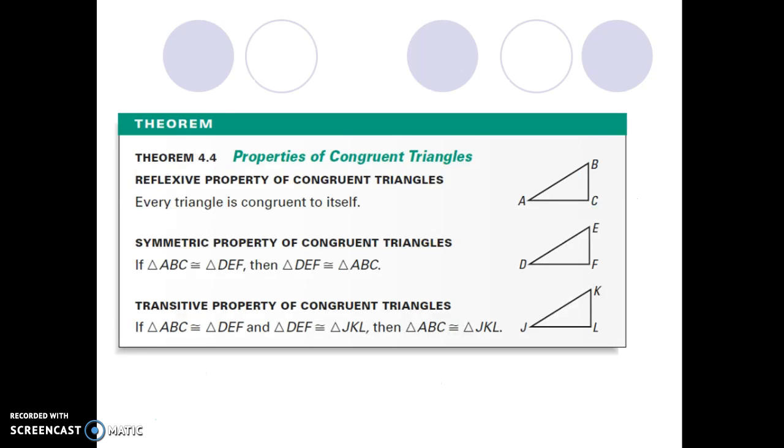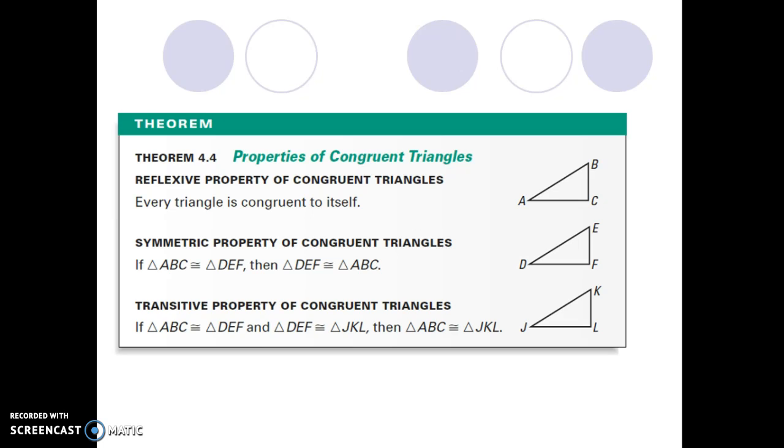These are properties that we've seen throughout the chapters. Reflexive, symmetric, and transitive should again seem very familiar. Reflexive, always saying that something is equal or congruent to itself. So in this case, we have that a triangle is congruent to itself.